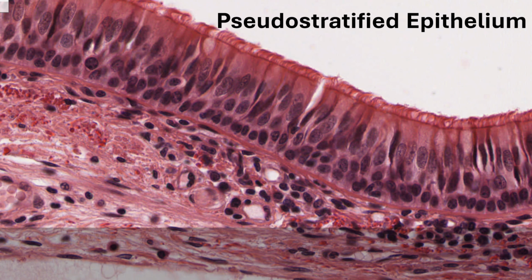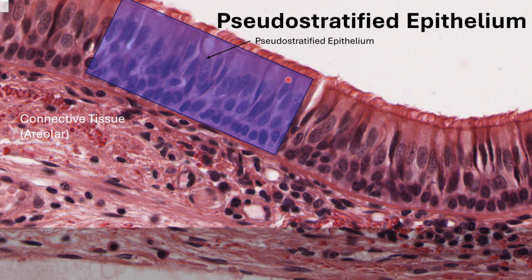Pseudostratified epithelium has, at first glance, a stratified look. However, the cells are actually simple columnar epithelium, where the nuclei take up different positions inside of different cells. Many pseudostratified epithelia have cilia on their apical surface too.